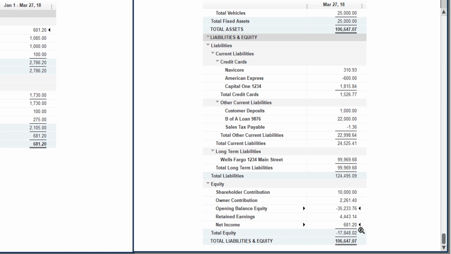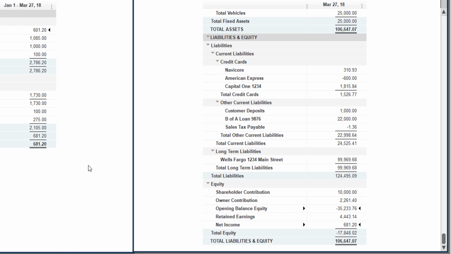I recently was asked by somebody, why is my retained earnings negative? That would mean that whatever you entered into QuickBooks for your previous time frame brought your profit and loss to a loss. Okay? I hope that makes sense.